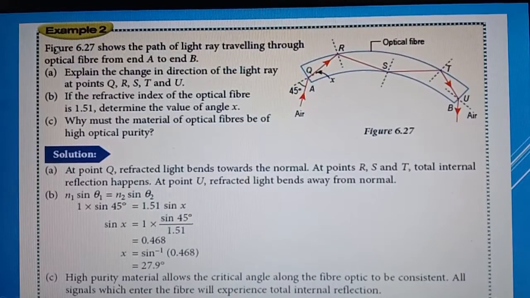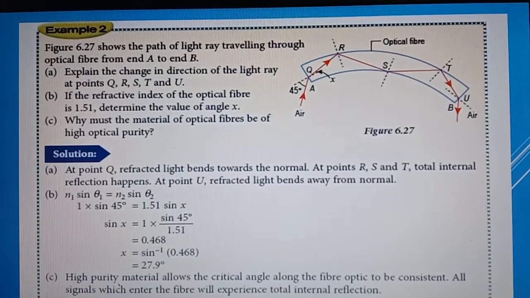Okay, second example. Figure 6.27 shows the path of a light ray traveling through an optical fiber from A to B. A, explain the change in direction of the light ray at points Q, R, S, T, U. At point Q, the light bends towards the normal because it goes from air to glass. This is not yet total internal reflection, so it refracts towards the normal.